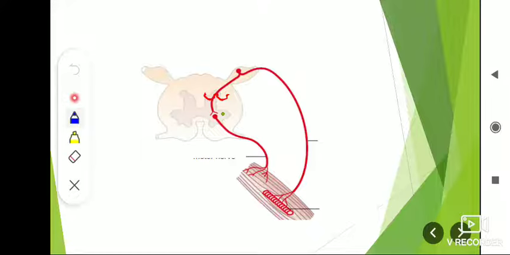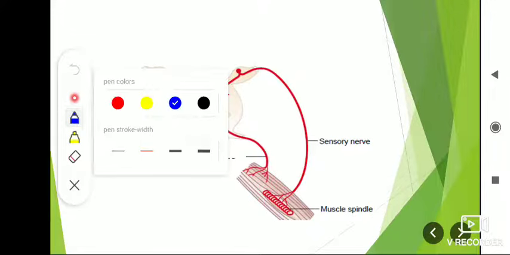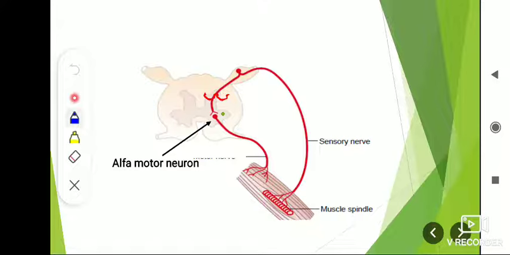This is our most basic sketch of the spinal cord. This is the muscle spindle, sensory nerve. This is our alpha motor neuron. This is our gamma motor neuron, which is supplying the muscle spindle.